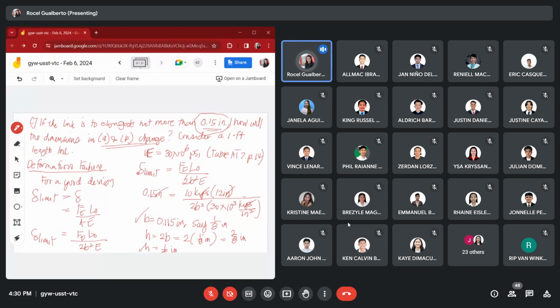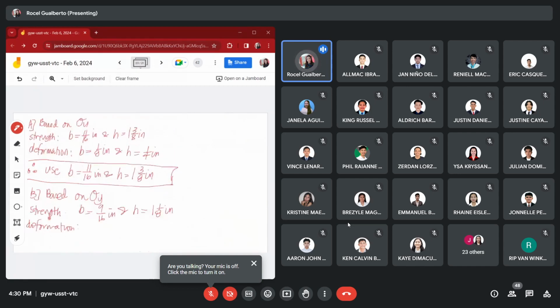Kasi ito pong deformation failure is not dependent on the basis of design. Whether it's based on ultimate or based on yield, wala pong mababago dito, kasi base po yan doon sa deformation. So, yung values po din ay the same lang po nung kanina. b is 1/8 and h is 1/4.